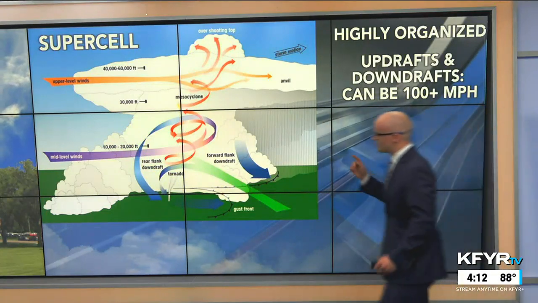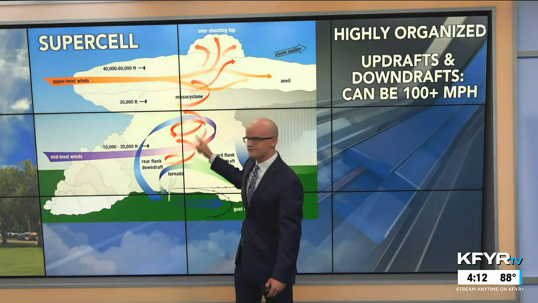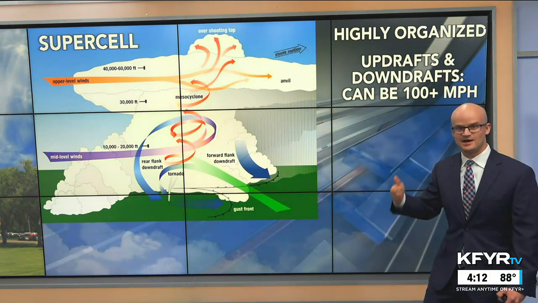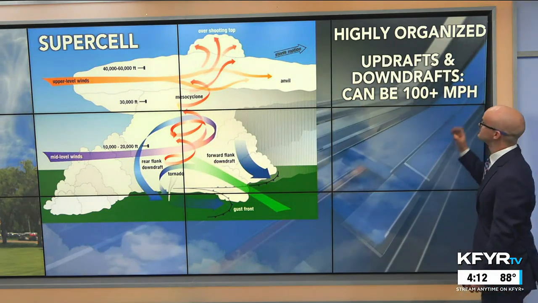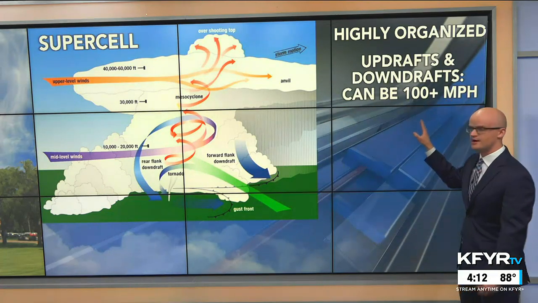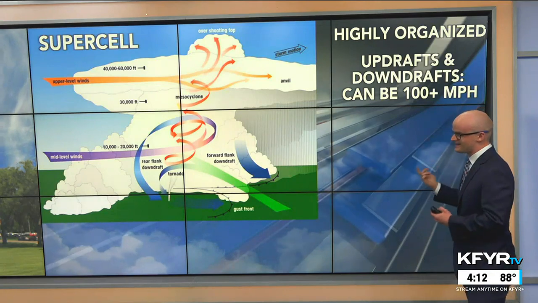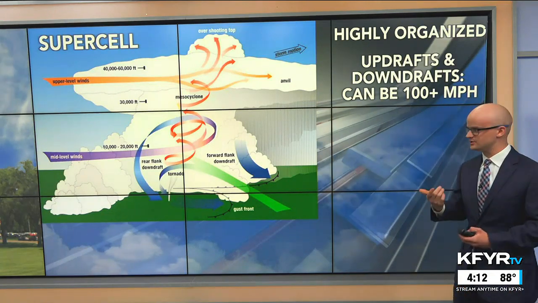It's all about, though, that rotating updraft within the center of the storm. And that is what allows it to sustain itself for several hours in some cases. It's highly organized with these updrafts and downdrafts that can contain up to 100-mile-per-hour plus winds, and that can lead to our severe weather and our damaging winds.